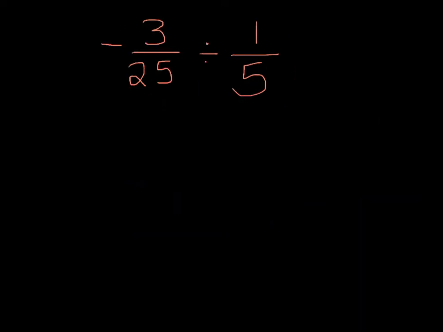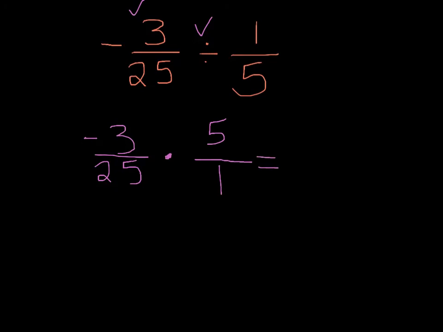Here is our last example, dividing 2 fractions. Keep it, change it, flip it. Keep it to 3/25. So we keep it, change it to multiplication, and then flip it. So instead of 1 over 5, it's 5 over 1. And then in this case, why don't we try cross simplifying?